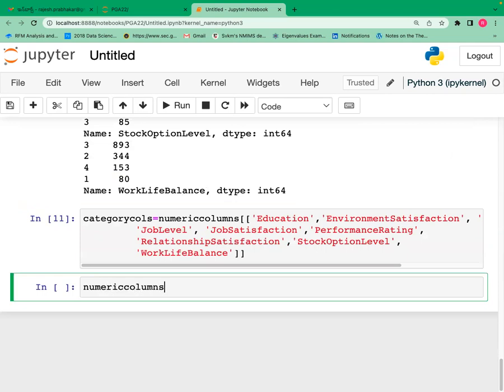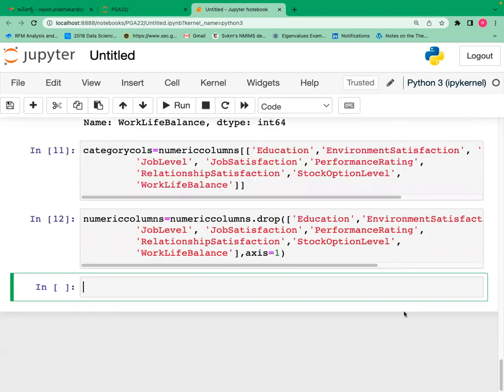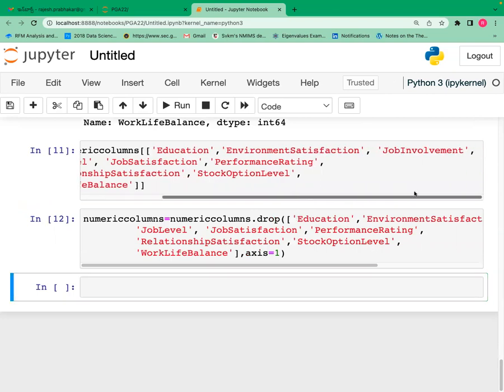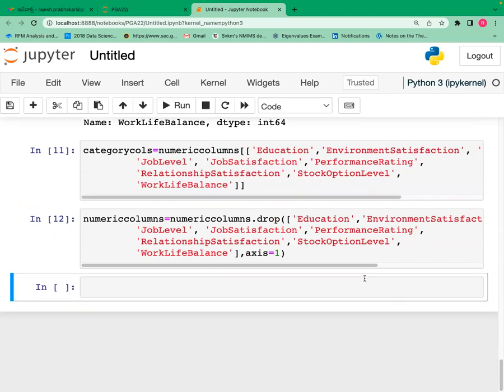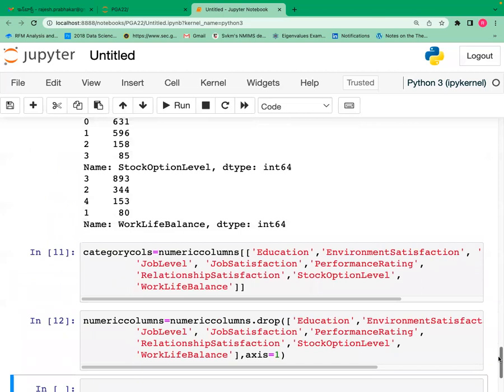Then we have to immediately drop them: numeric_cols is equal to numeric_cols dot drop, open bracket, square bracket, control V, comma axis is equal to 1. So separate them as category columns and immediately drop them from numeric columns. Copy paste from the top, paste on the loop command only.